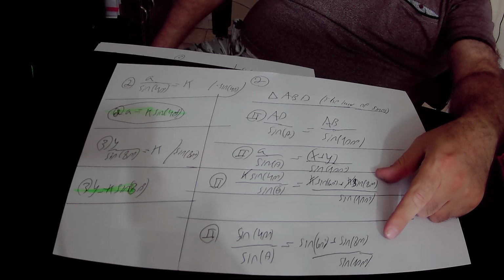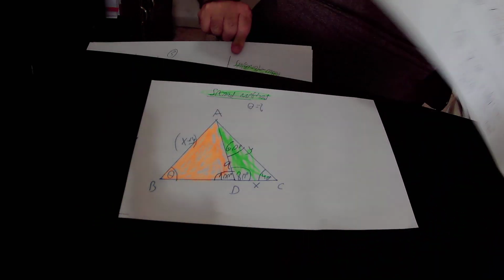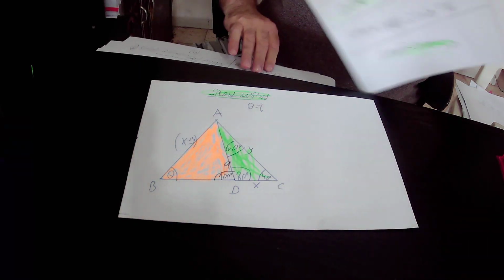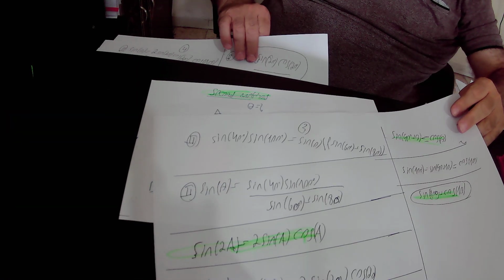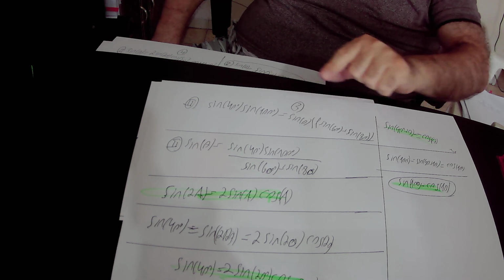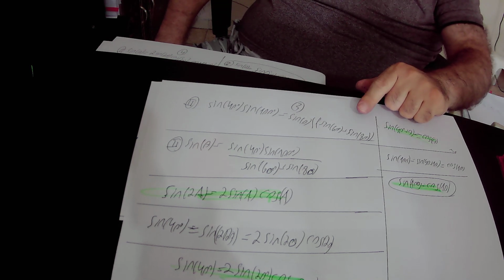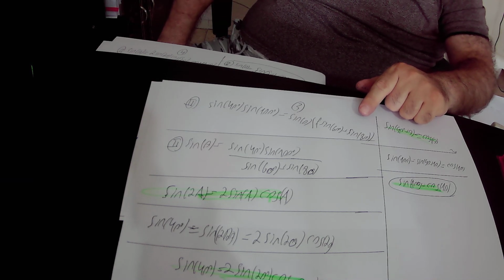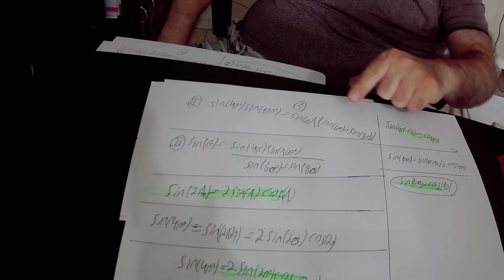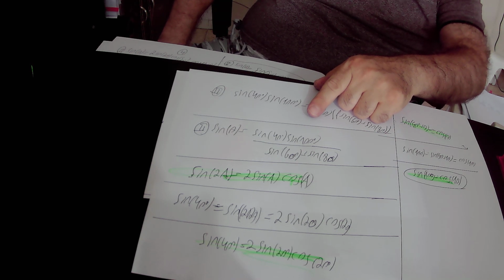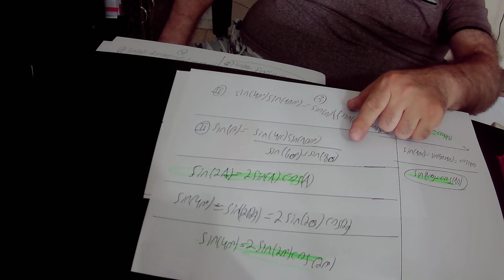Here we cross multiply this equation number 2, and found out that sine 40 degrees times sine 100 degrees equals sine theta times (sine 60 degrees plus sine 80 degrees). Here we divided this equation by sine 60 degrees plus sine 80 degrees, and found out that sine theta equals sine 40 degrees times sine 100 degrees over sine 60 degrees plus sine 80 degrees.